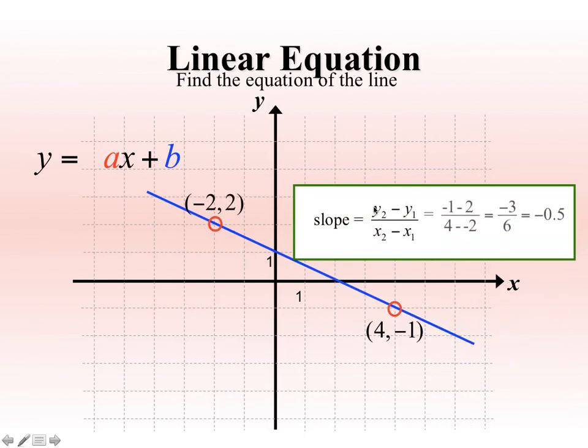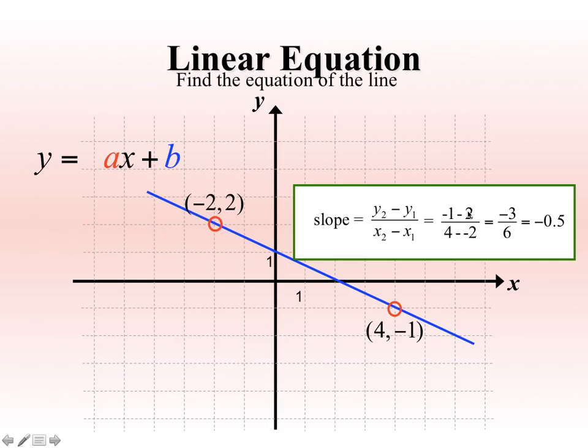Y-coordinate from point 2 minus y-coordinate from point 1. If this is point 2, then this is y2 right here. This is the y-coordinate from point 1. So minus 1 minus 2. That's y2 minus y1. Then I put that over the x-coordinate from point 2 minus the x-coordinate from point 1. The x-coordinate from point 2, which is 4, minus the x-coordinate from point 1, which is minus 2. 4 minus minus 2 gives me 6.